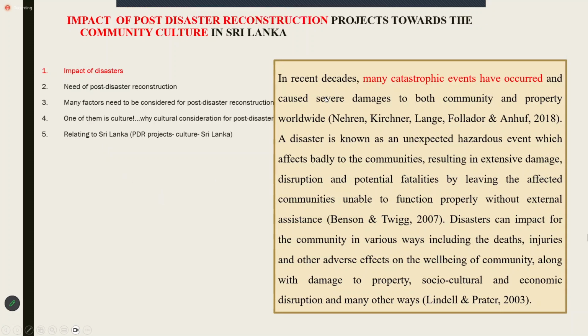Okay, so here you can see the impact of disasters discussed. Remember, it is a must for you to include the citations. Okay, you cannot just develop the synopsis with your own ideas. There should be appropriate recent citations as well. Okay.